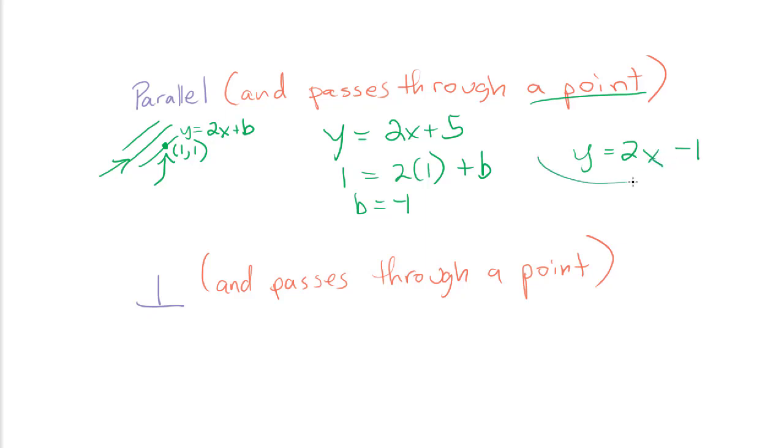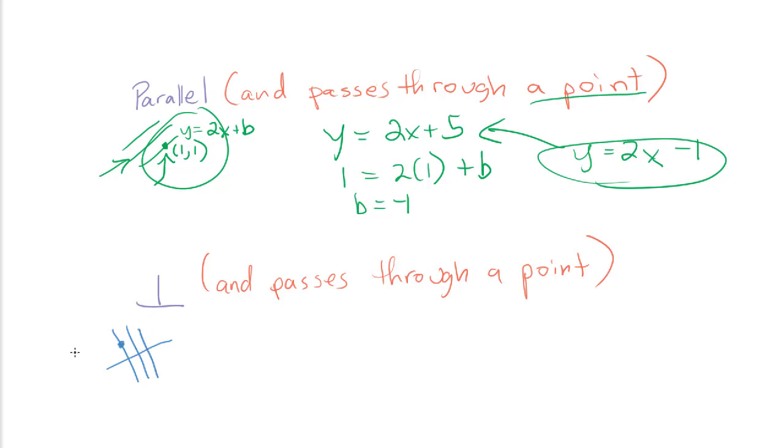This is parallel to my original line, but it passes through the point 1, 1. How do we do the same for perpendicular lines? Again, if I had a particular line, I could have any number of perpendicular lines, but perhaps I want the one that particularly passes through a point, let's again say that point is 1, 1. So what perpendicular line to y equals 2x plus 5 passes through the point 1, 1? It's the same process. We're going to say our perpendicular line has a negative reciprocal slope. That's y equals negative 1/2 x in this case, the negative reciprocal of 2, the original line's slope.